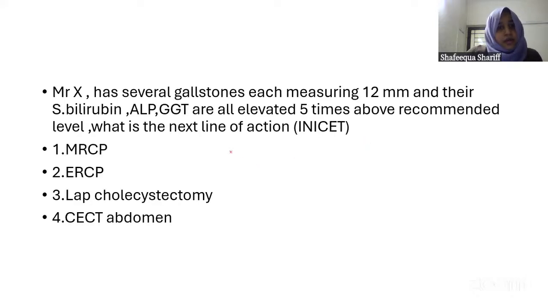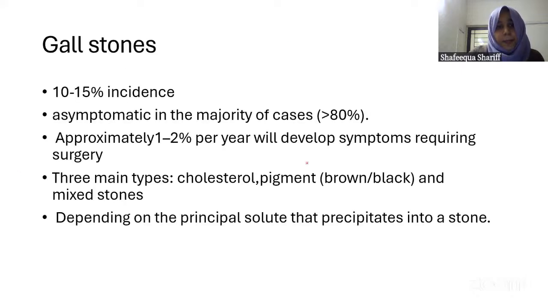Just a clinical scenario for you. So there's Mr. X who has several gallstones, measuring 12 mm, and their serum bilirubin, ALP, and GGT are all elevated 5 times above the recommended level. So what is the next line of action? You will come to this only when you understand the basics. So gallstones, we're starting with the topic proper.